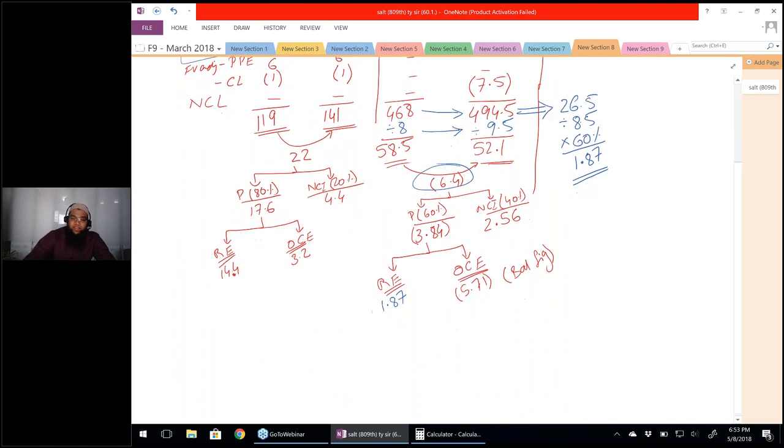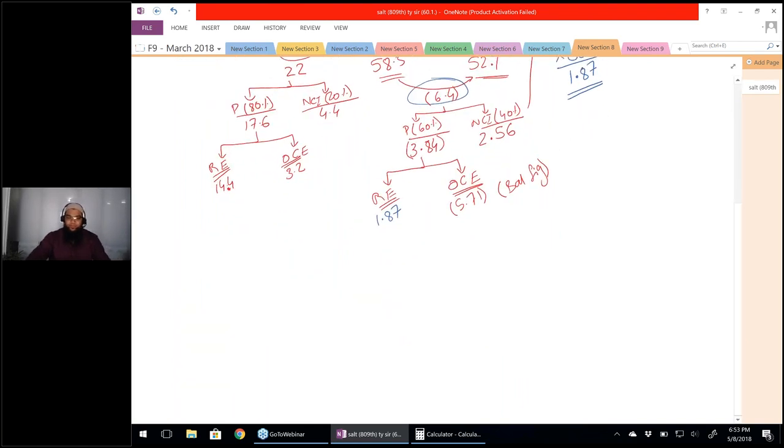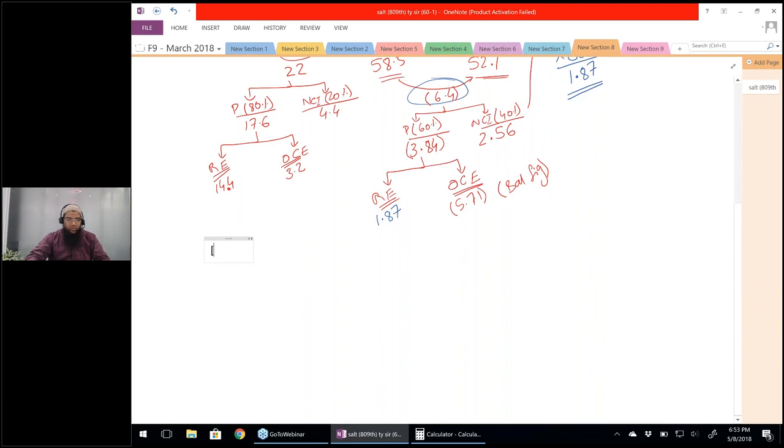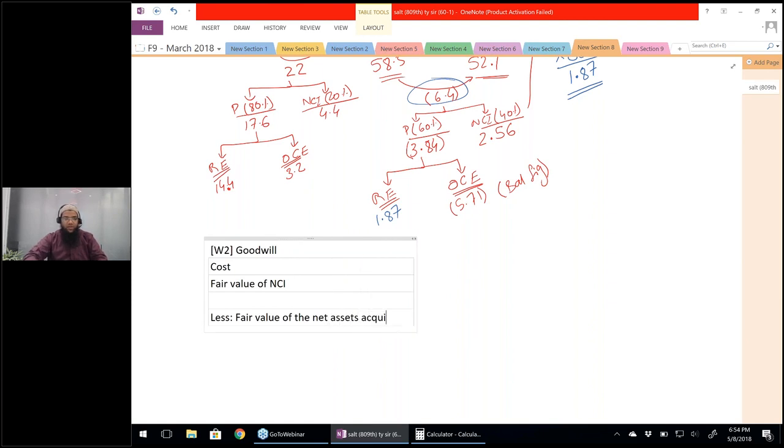Now we have done working number one, let's calculate goodwill in working number two. In goodwill, we calculate the cost, add the fair value of NCI, and then deduct the fair value of the net assets acquired. You remember this working? Cost plus the fair value of NCI less the fair value of the net assets acquired.